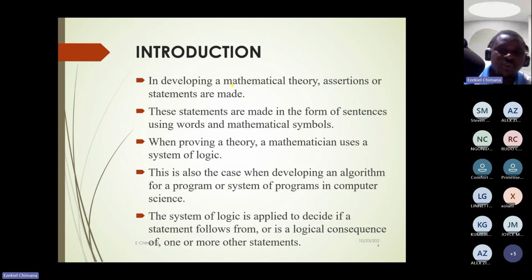So the introduction: in developing a mathematical theory, assertions or statements are made. These statements are made in the form of sentences using words and mathematical symbols. When proving a theory, a mathematician always uses a system of logic, where you go from this step to this step. This is also the case when developing an algorithm for a program or a system of programs in computer science. The system of logic is applied to decide if a statement follows from, or is a logical consequence of, one or more statements.